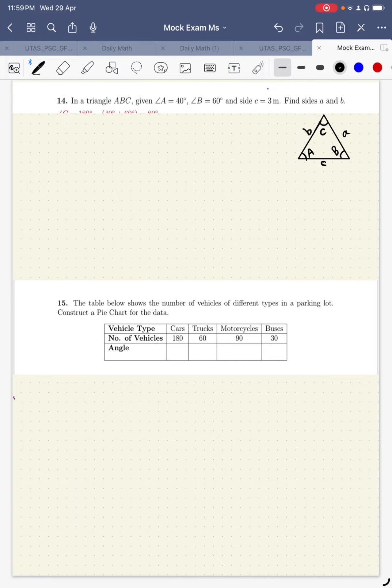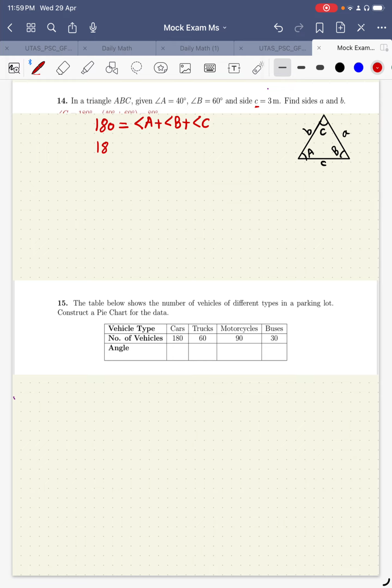For example, if I have the capital C and the small c, the capital A and small a, the capital B and small b. But if I look at this problem, I have the small c, but do I have the capital C? No. So first, before using the sine law, let me remind you of the law of interior angles of a triangle. The summation of all angles inside a triangle is 180 degrees. So the angle A plus the angle B plus the angle C equals 180.